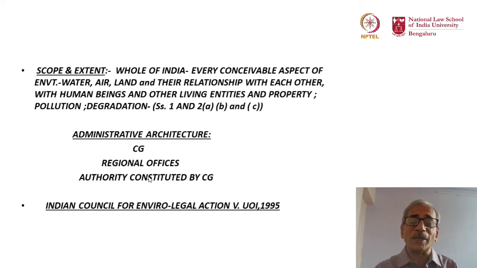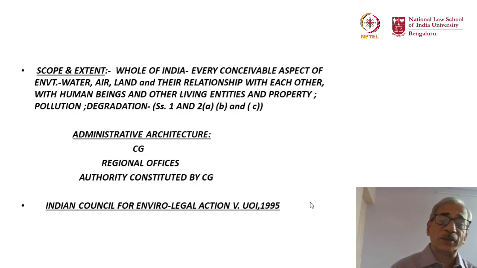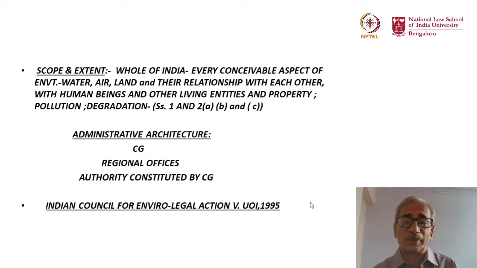Then what do the central government and regional offices do? They are more of a brain trust, policymakers and lawmakers, nothing more. Law implementers are the authorities who are constituted by the central government. In a case decided in 1995 by the Supreme Court of India, the Indian Council for Enviro-Legal Action versus Union of India, the Supreme Court stated that the central government has a very wide power under this act of creating any number of authorities. It can even make one individual an administrative authority on a particular area of implementation, and they will get all the powers under this law to enforce that aspect which has been assigned to that particular authority.